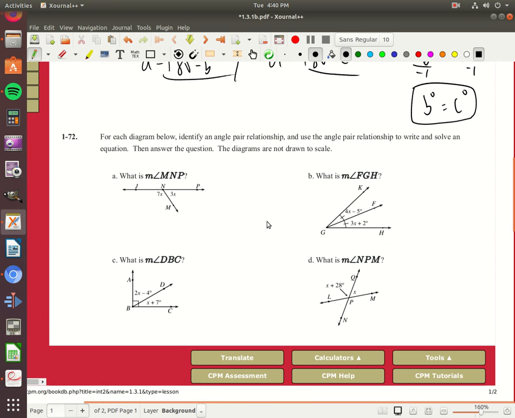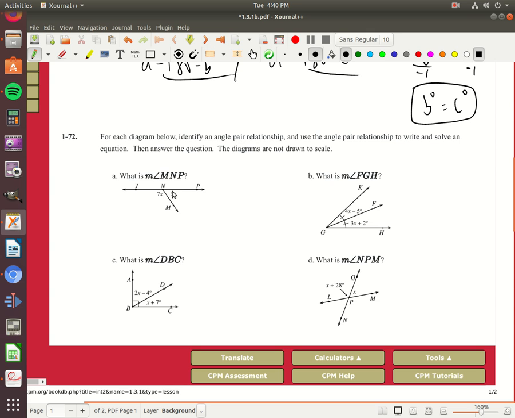So here we need to look at these and decide, are these complementary, supplementary, or congruent, and then write an equation. Now, it wants us to solve for x here. So identify the angle pair relationship. These look to be supplementary angles, right?